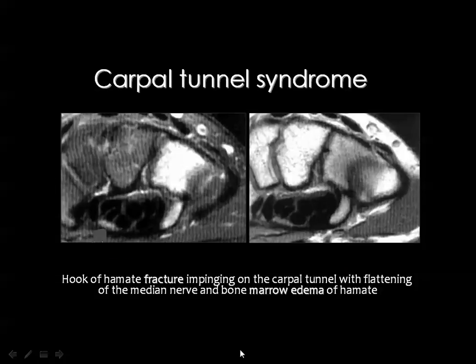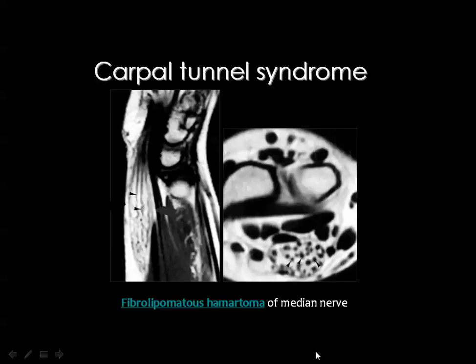And this is an example of carpal tunnel syndrome secondary to fracture of the hook of the hamate. There is flattening and increased signal of the nerve in the T2 weighted image. This is a known tumor of the median nerve, which is known as fibrolipomatous hamartoma. This fibrolipomatous hamartoma results in marked increase in the size of the median nerve. And being lipoma, you can see a high signal, and inside this high signal you can see dots or lines of black signal representing the fibers of the nerve.